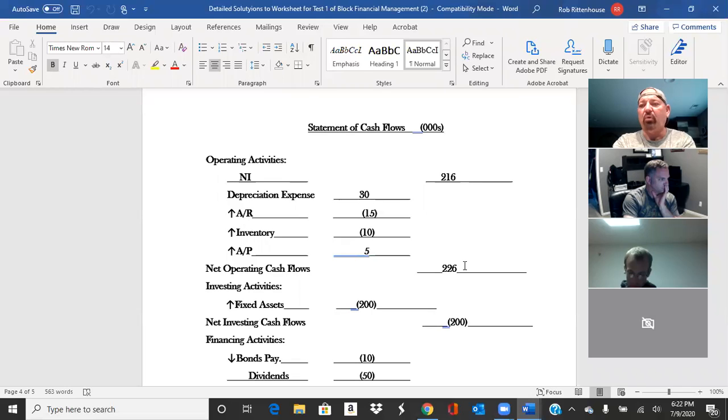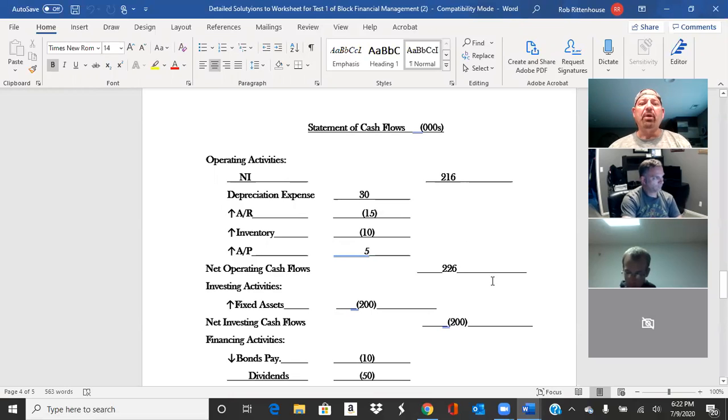And remember, what do we say? Operating cash flows typically will be higher than net income. Why? Because of the add back of depreciation. The other things might go up or down and they might offset each other, but you're always going to have the add back of depreciation.